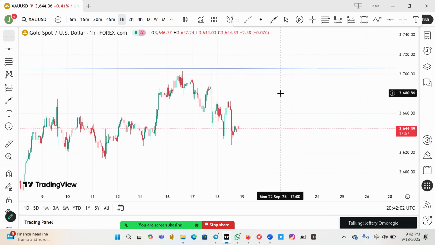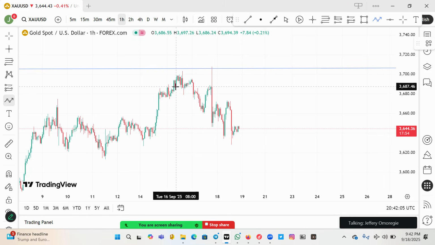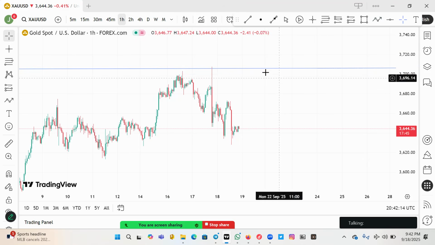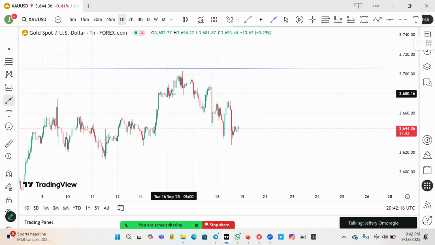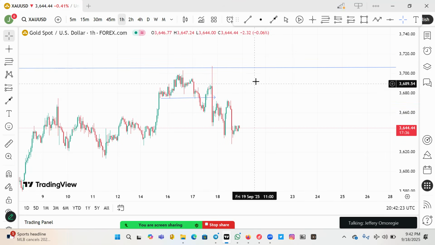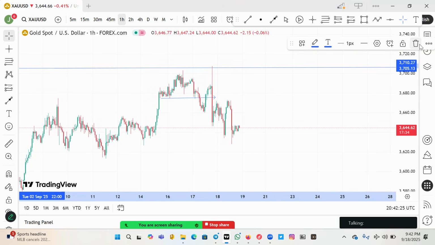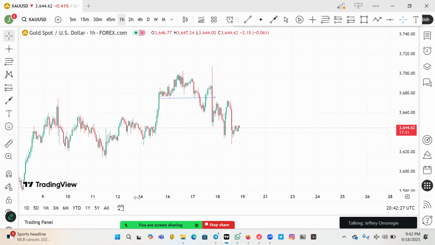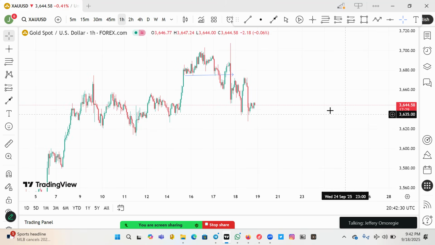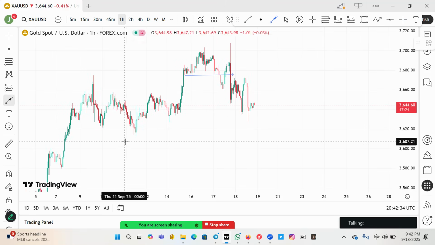Now let's check and see. Look at this, this is a valid break of structure. This is a valid break of structure. So the first most recent valid break of structure is our inducement. This is our inducement. And the second most recent valid break of structure is our disruption. Here is our disruption.